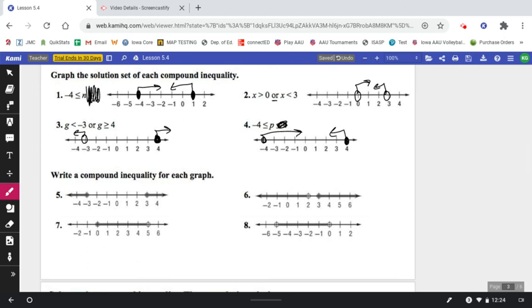Now on ours, we have to write a compound inequality for each graph. So in this first one, I have x is less than or equal to -3, or x is greater than or equal to 3. On this next one, x is less than 2, or x is greater than or equal to 3.